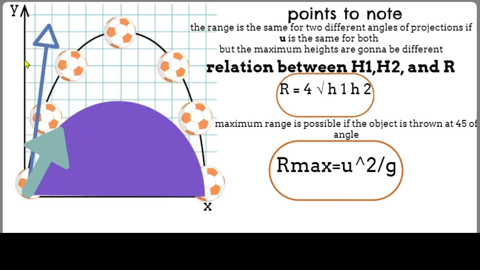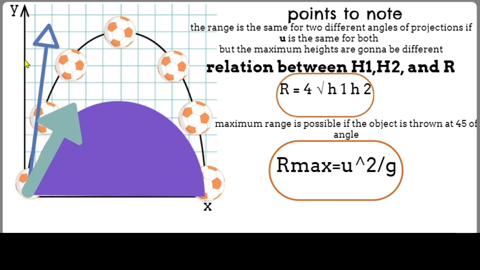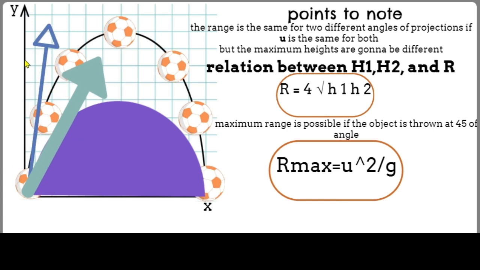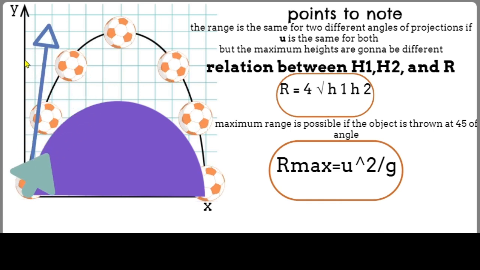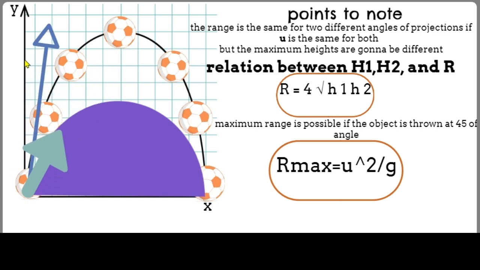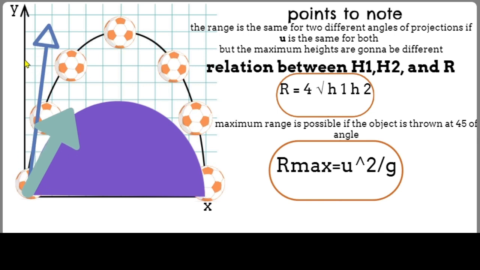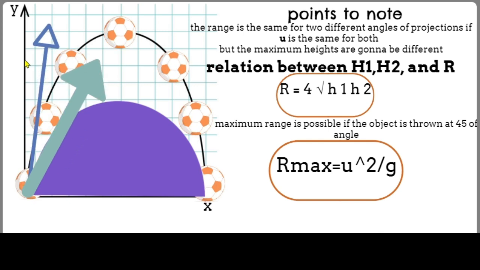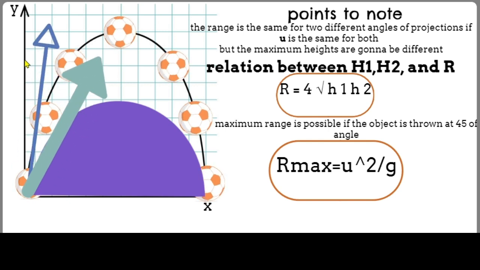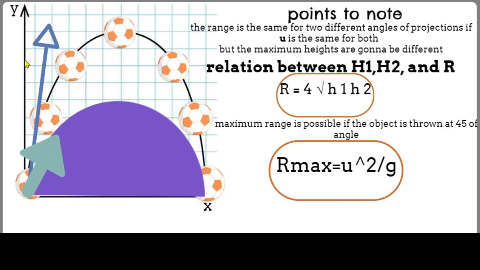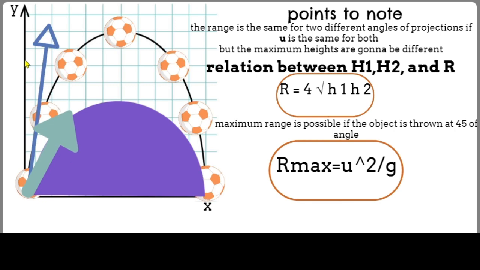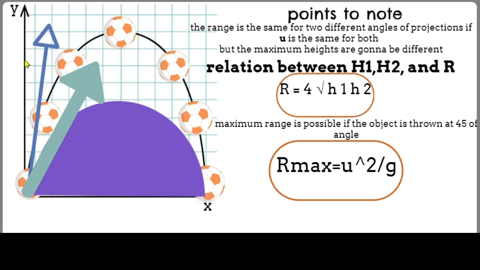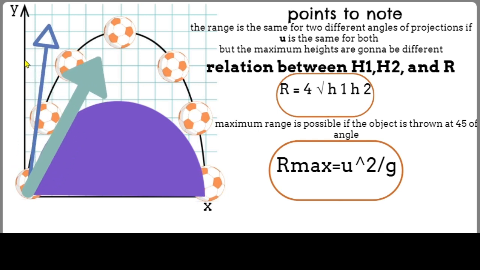Now there are a few points to remember or note down for convenience and also for the exams that we are going to give. The range is the same for two different angles of projection if the initial velocities of the projections are the same. Imagine the u is the same and the range is also the same, but the angles of projection are different. One is 60 and the other one is 30 degrees. But over here, the maximum height of the two projections is going to be different. Absolutely, one is going to be h1 and the other h2.